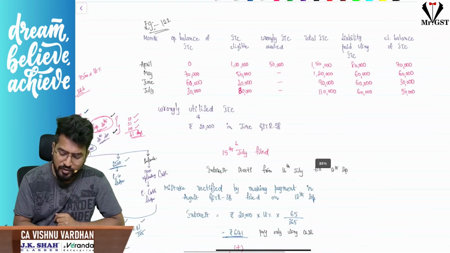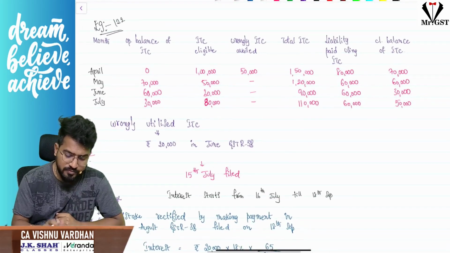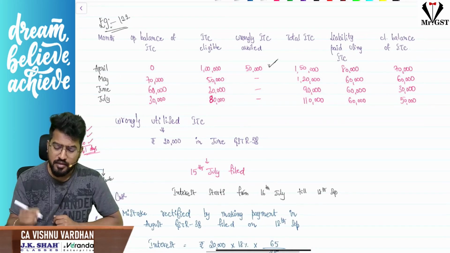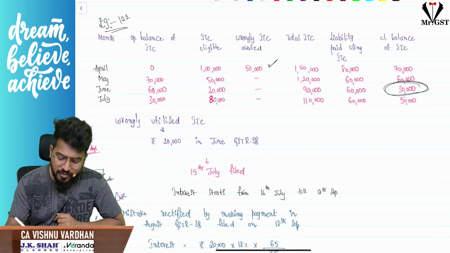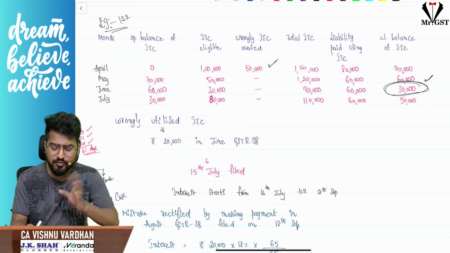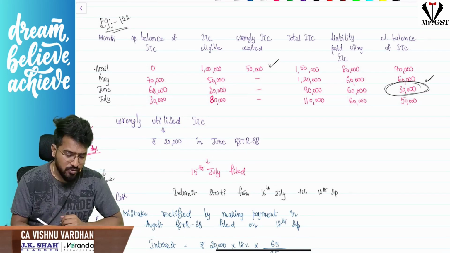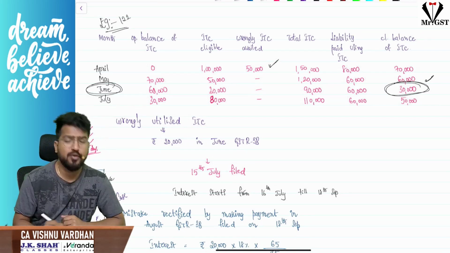Imagine, sir, I have taken 50,000 ITC wrongly. Now if you see, in this particular month the closing e-credit ledger balance is falling below 50,000. Which month closing balance is that, sir?